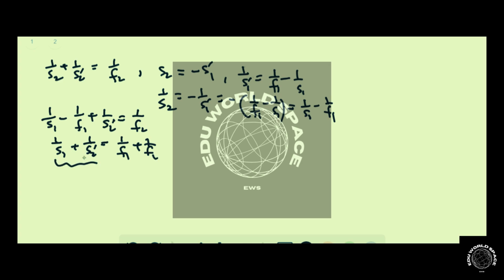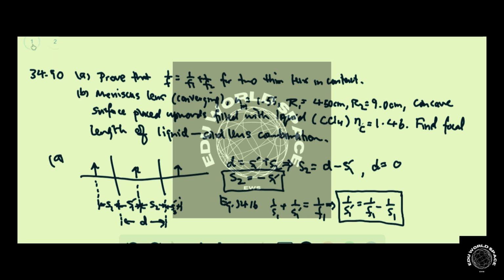Now, this is starting with an object relative to the first lens, and then I have an image that's relative to the second lens. So that should be 1 over F, the focal length of the whole system, right? So that tells me that 1 over F is equal to 1 over F1 plus 1 over F2, which is the desired result. So let's now use this to address part B of the problem, right?